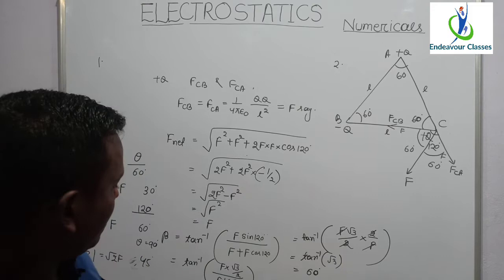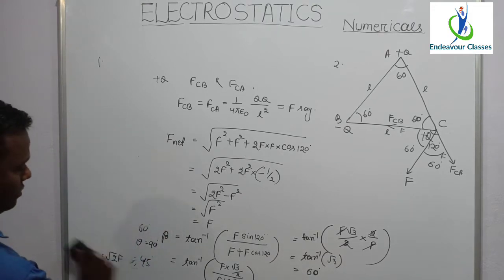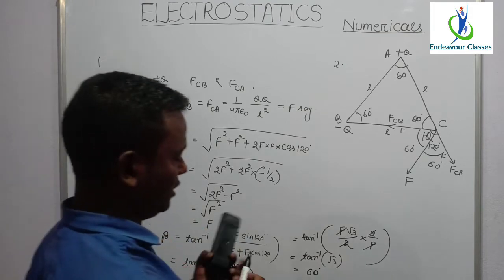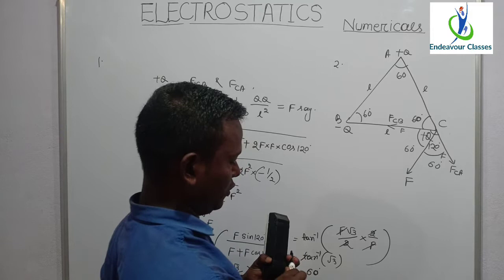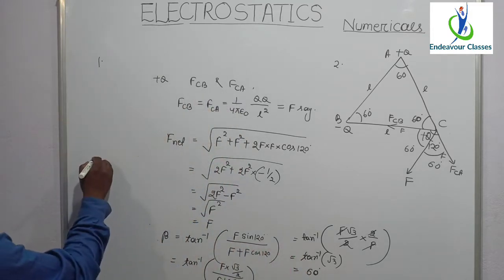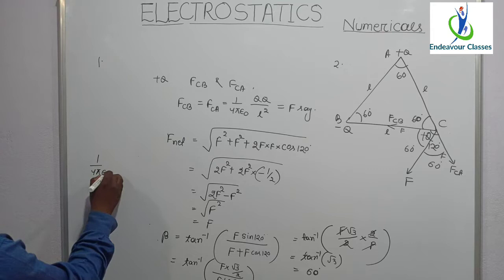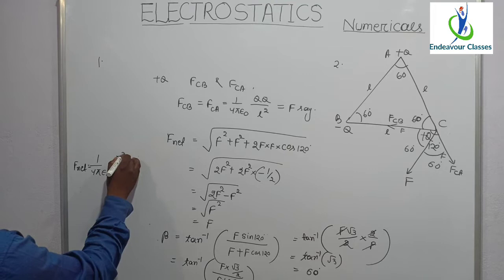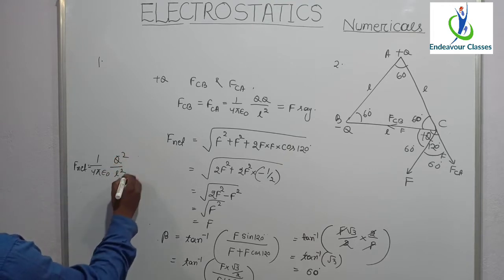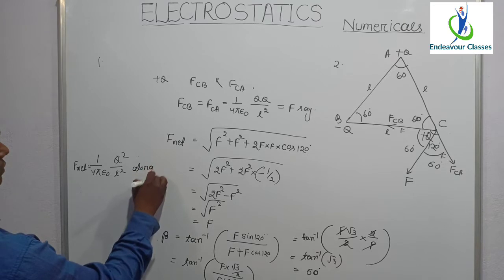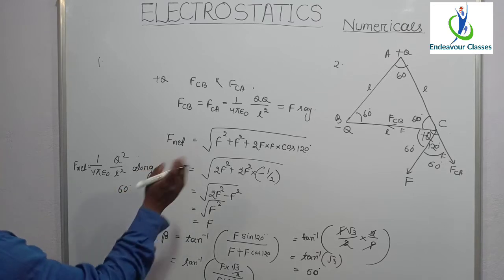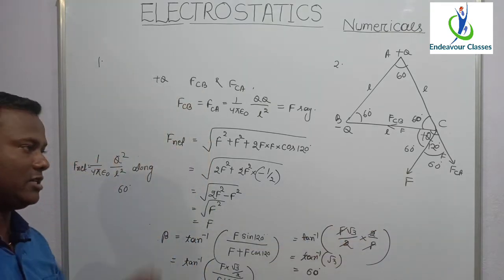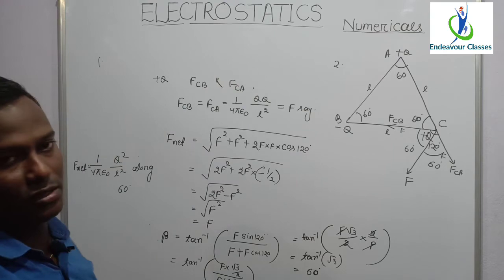So here we found that the net force acting on this plus Q will be equal to F, that means F net will be equal to 1 by 4 pi epsilon naught Q square by L square, and it will go making an angle of 60 degree with both these vectors. So this is the net force acting on this plus Q due to the plus Q and minus Q charges.